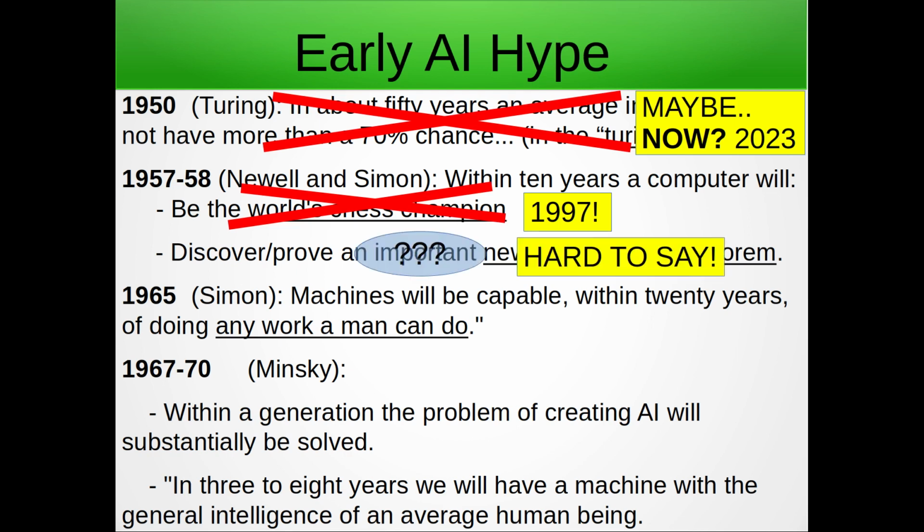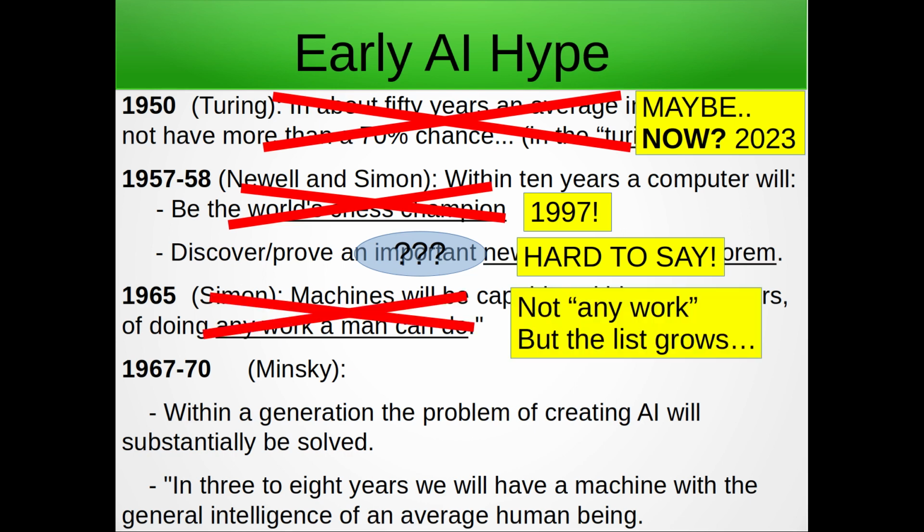They had also this idea that computers would discover and prove an important new mathematical theorem, and there have been quite a lot of advances on something called automatic demonstration, but it's hard to say. Computers have been used many times to help prove mathematical theorems, but I would not say that they have discovered a new theorem in the way that most people would understand that. This is a bit difficult to assess.